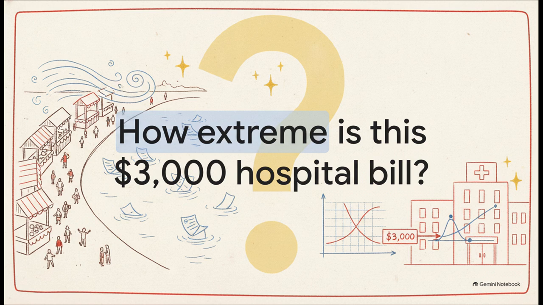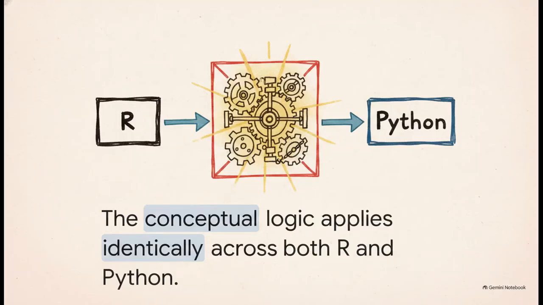They're staring at a $3,000 patient bill and asking themselves, just how extreme is this compared to our normal charges? These are the kinds of real-world engineering and business problems that desperately demand answers, even when your data is chaotic or literally underwater. Quick caveat before we go any further: the conceptual logic we are unpacking here applies identically across both R and Python. It doesn't matter which environment you're working in, the foundational engine behaves the exact same way. So consider the rest of this a completely syntax-free space.